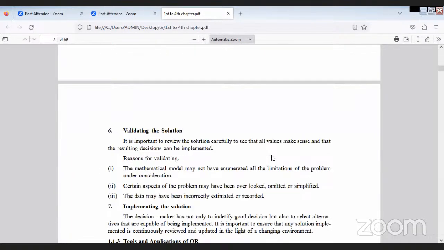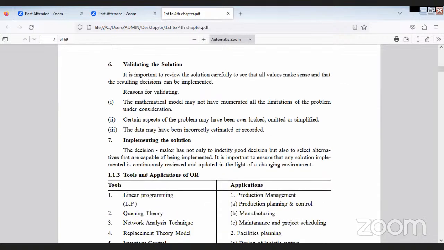Validating the solution. In this, it is important to review the solution carefully to see that all the values make sense and the resulting decisions can be implemented. Reasons for validating: the mathematical model may not have enumerated all the limitations of the problem under consideration. Certain aspects of the problem may have been overlooked, omitted or simplified. The data may have been incorrectly estimated or recorded. Implementing the solution. The decision maker has not only to identify a good decision but also to select the alternative.